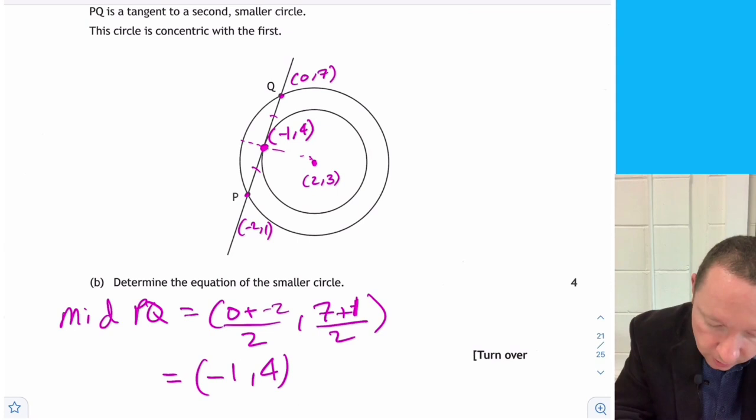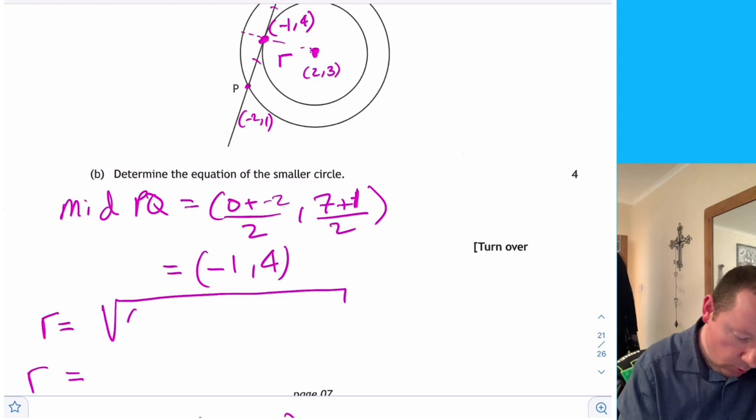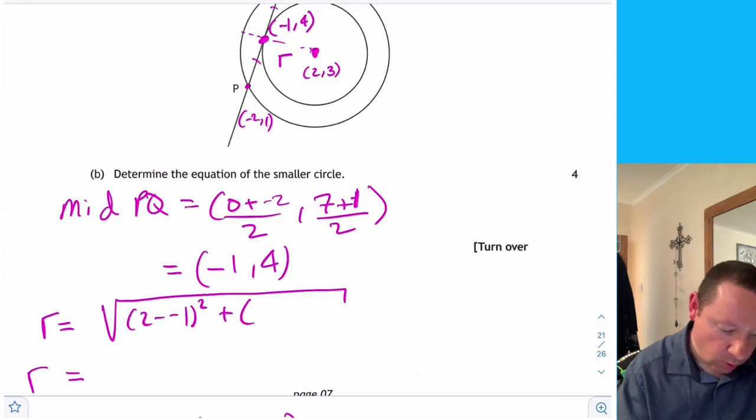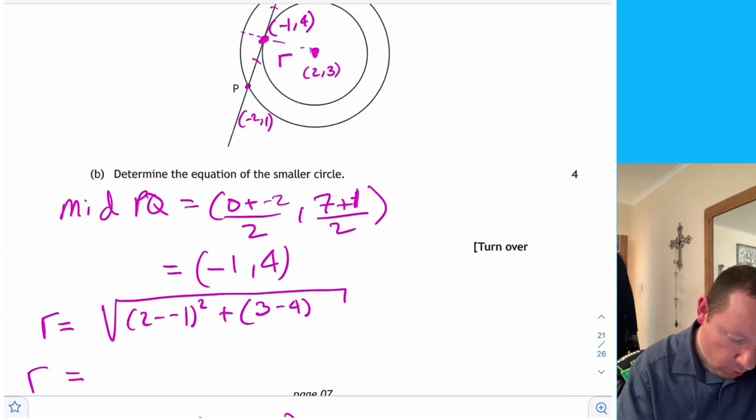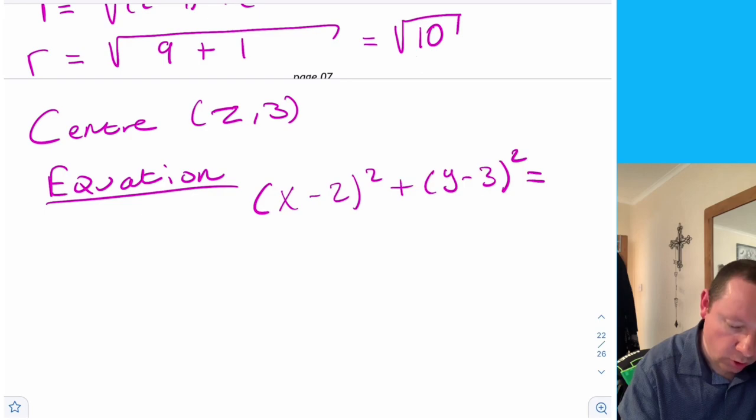So now we have the midpoint and we have the centre. We can work out the radius using the distance formula. We have the square root of (x2 minus x1) squared, so (2 minus minus 1) squared, plus (y2 minus y1) squared. So that's (3 minus 4) squared. So that gives me the square root of (2 minus minus 1 is 3) squared, which is 9, plus minus 1 squared, which is 1, giving you a radius of the square root of 10. So our equation is (x minus 2) squared plus (y minus 3) squared equals root 10 squared, which is 10.